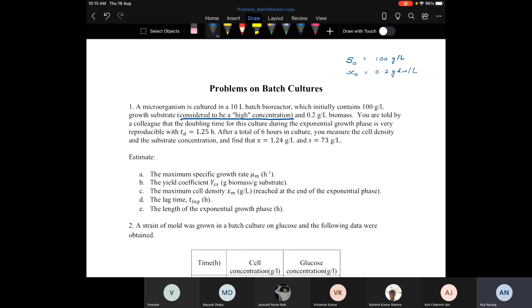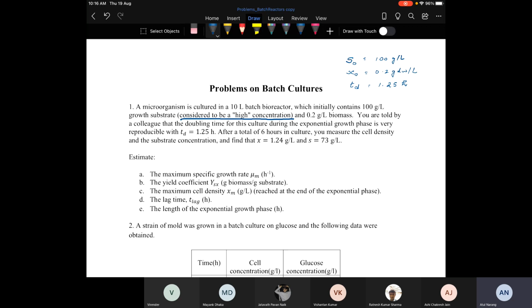when you inoculate the bioreactor. Okay, so you are told by a colleague that the doubling time for this culture during the exponential growth phase is very reproducible with TD equal to 1.25. So they have given you the doubling time as 1.25 hours. After a total of 6 hours in culture, you measure the cell density and the substrate concentration and find that X is equal to 1.24 and S equals 7.73.